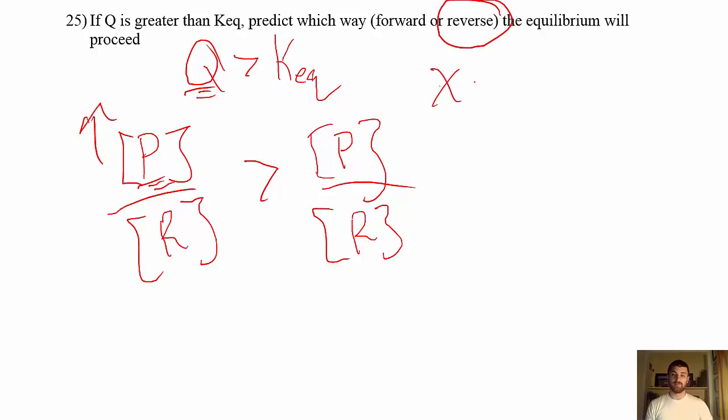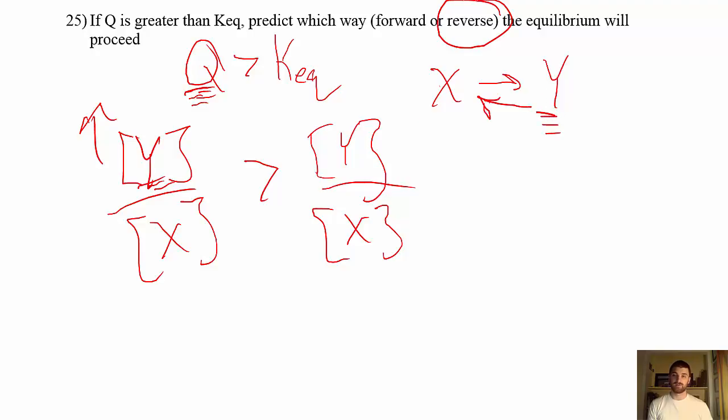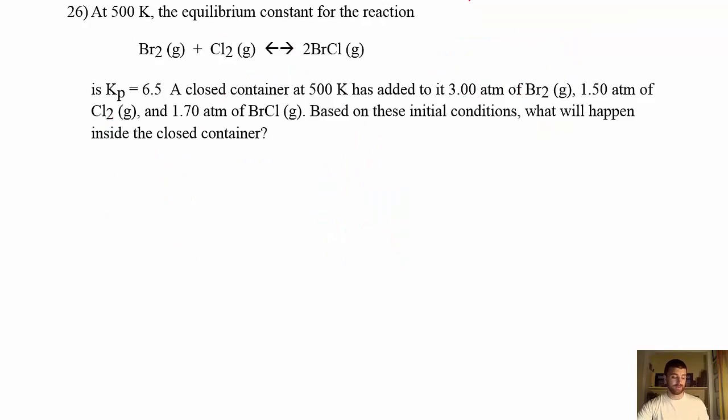So for example, if I had X becoming Y as my equilibrium, my expressions would be Y over X and Y over X. And it's saying that what we got right now is greater. That's ugly, huh? There we go. We have too much Y, in which case, all right, well, how do we get rid of too much Y? You shift reverse. So the reverse would be favored.